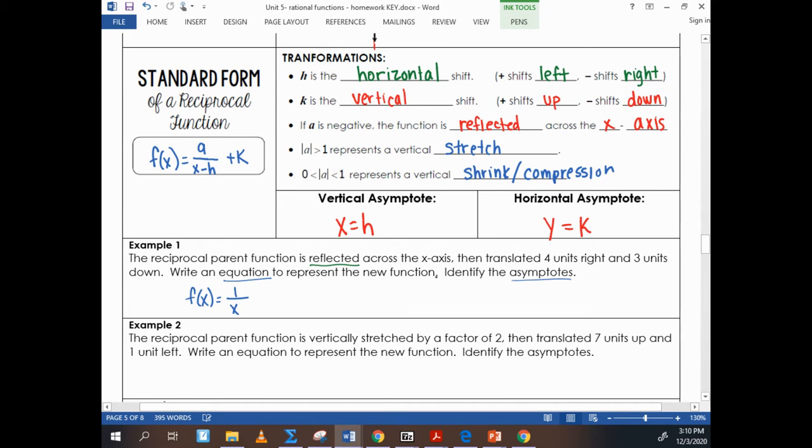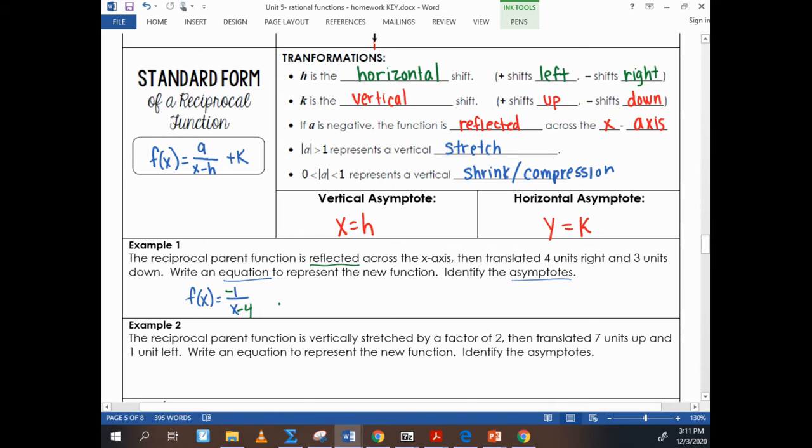So it's reflected across the x-axis. Notice right here, the way to reflect something across the x-axis is to make our a negative. So our a right here, we're going to make that a negative one. That will reflect it across the x-axis. Then we want it to go 4 units to the right. So we want to subtract our h right here. We're going to subtract that 4 right there. Remember, it goes the opposite way.